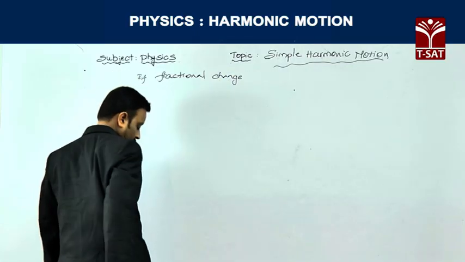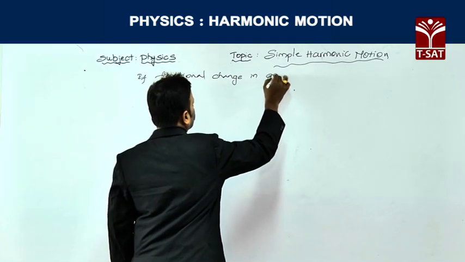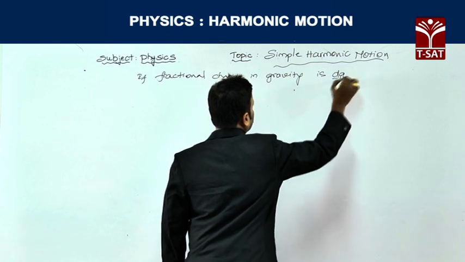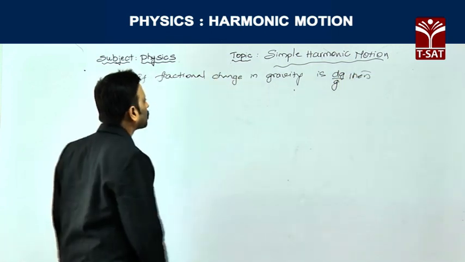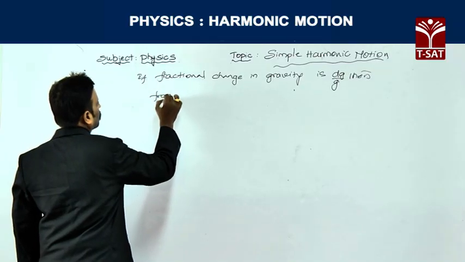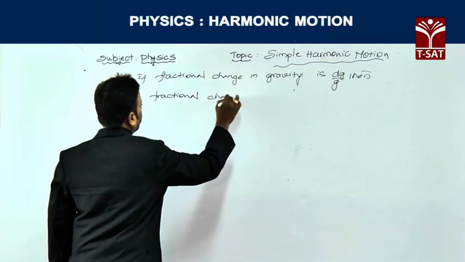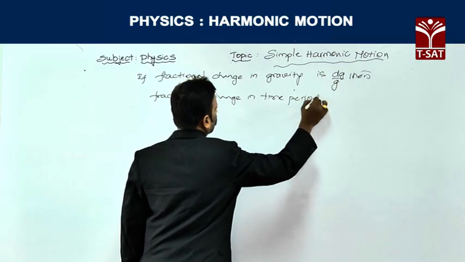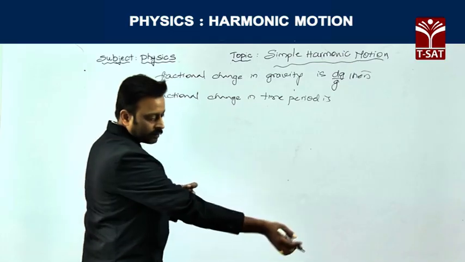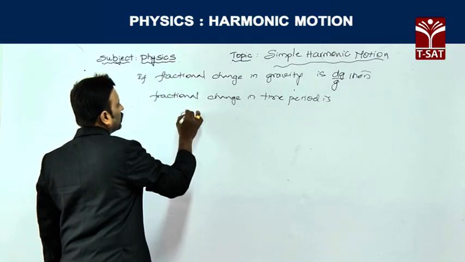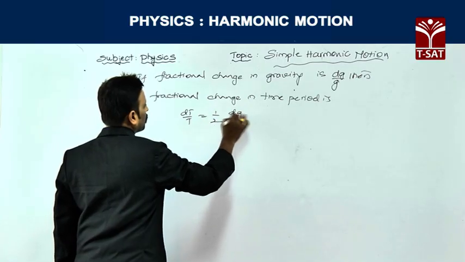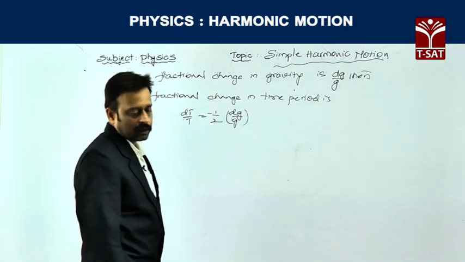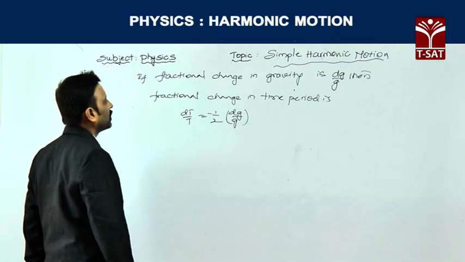Fractional change in gravity at a place is dg by g, then fractional change in the time period is dt by t is equal to minus half dg by g, because the time period and gravity are inversely related.